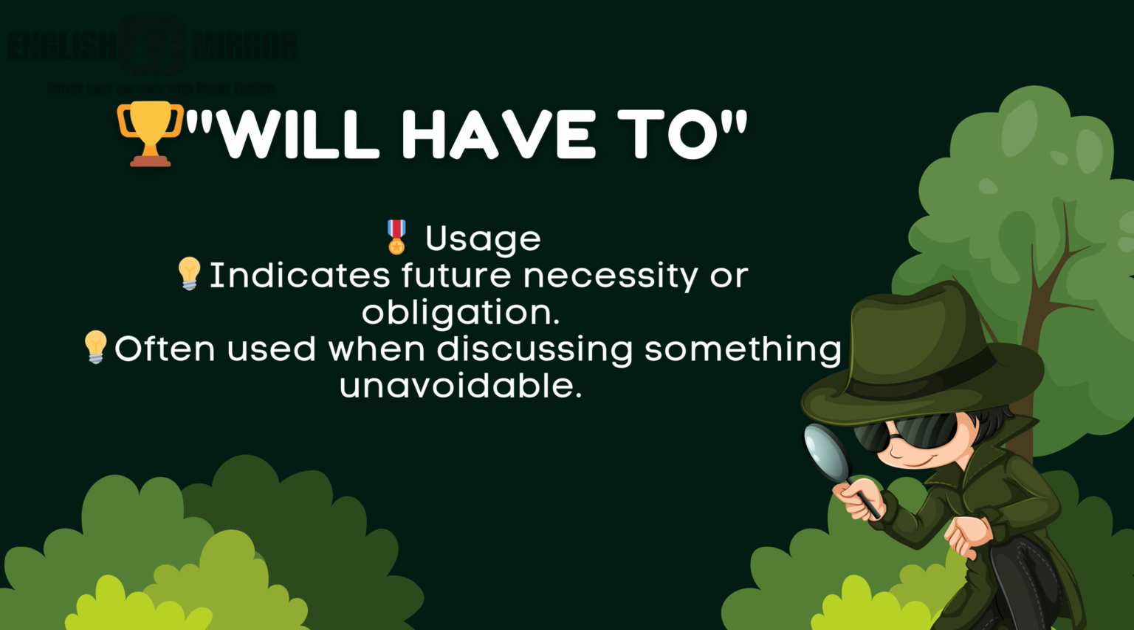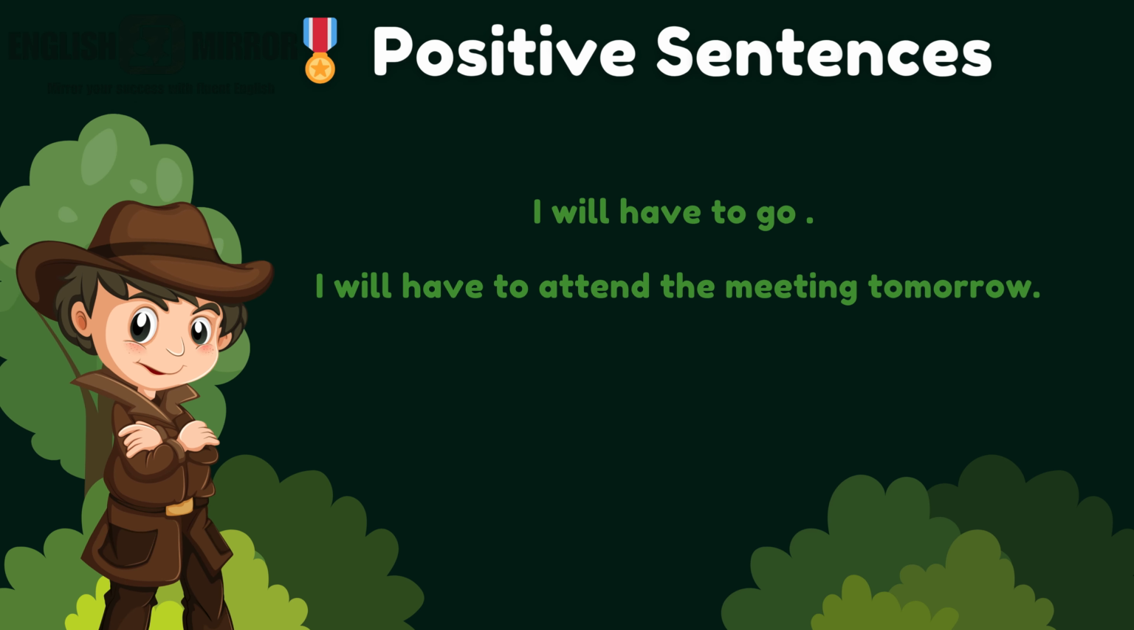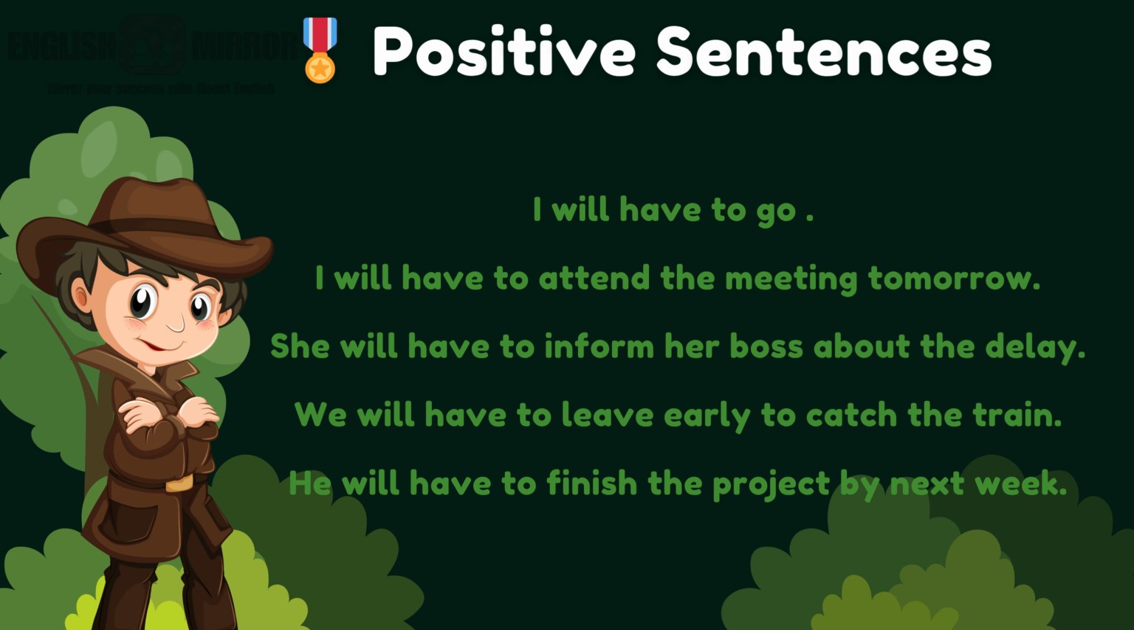Now I will be teaching you the usage of "will have to." It is used when we are indicating some future necessity or obligation, or it is used often when discussing something unavoidable that can't be avoided. And which are the positive sentences that can be made out of "will have to"?